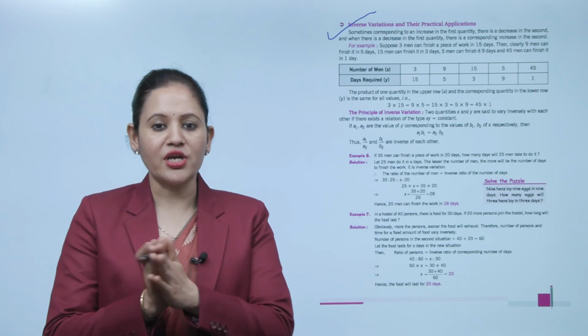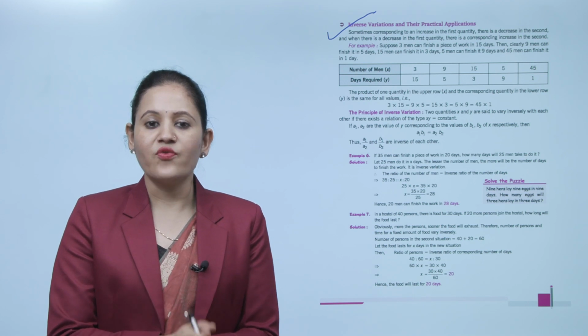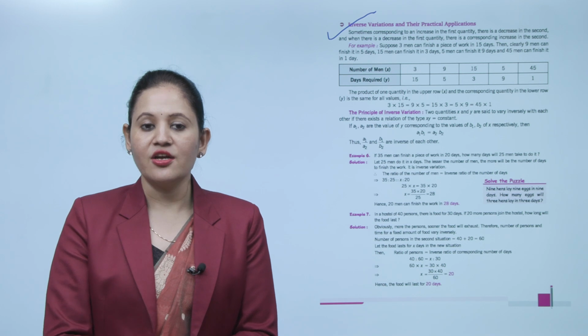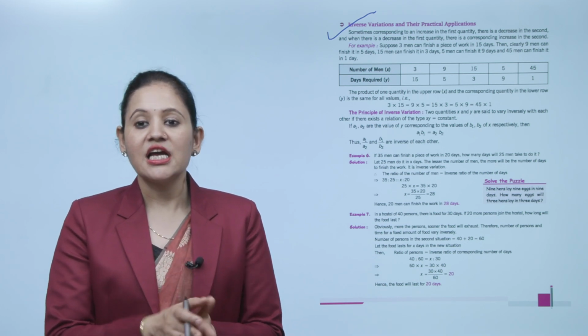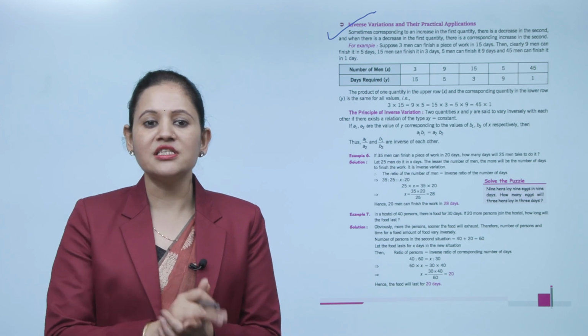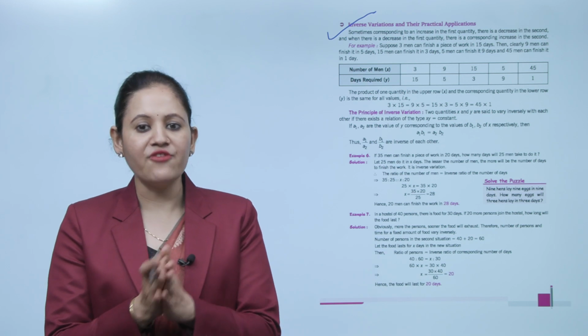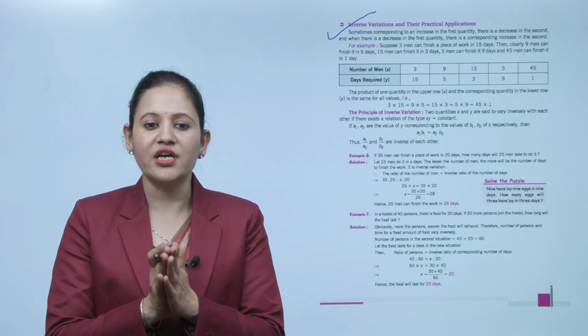Sometimes corresponding to an increase in the first quantity, there is a decrease in the second, and where there is a decrease in the first quantity, there is a corresponding increase in the second. For example, suppose 3 men can finish a piece of work in 15 days. Clearly, 9 men can finish it in 5 days, 15 men can finish it in 3 days, and 5 men can finish it in 9 days. 45 men can finish it in 1 day.